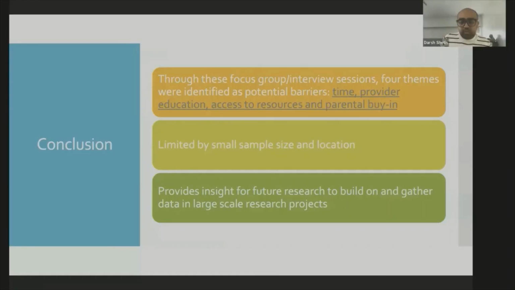So looking at the whole project, I believe that for future research, it's important to expand on this by getting a larger sample size, again, looking at it on a national study and encompassing things that I was able to identify, such as time and provider education, maybe expanding that in focus group sessions to facilitate more discussion, and also trying to standardize the focus group sessions and hopefully having more focus group sessions in person to facilitate more discussion and get more honest opinions from all the participants.